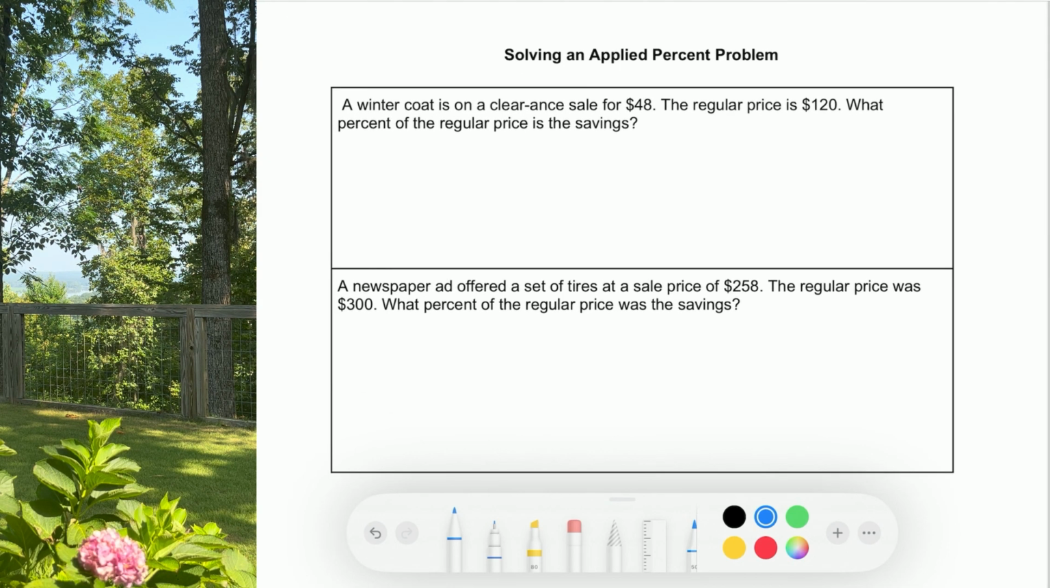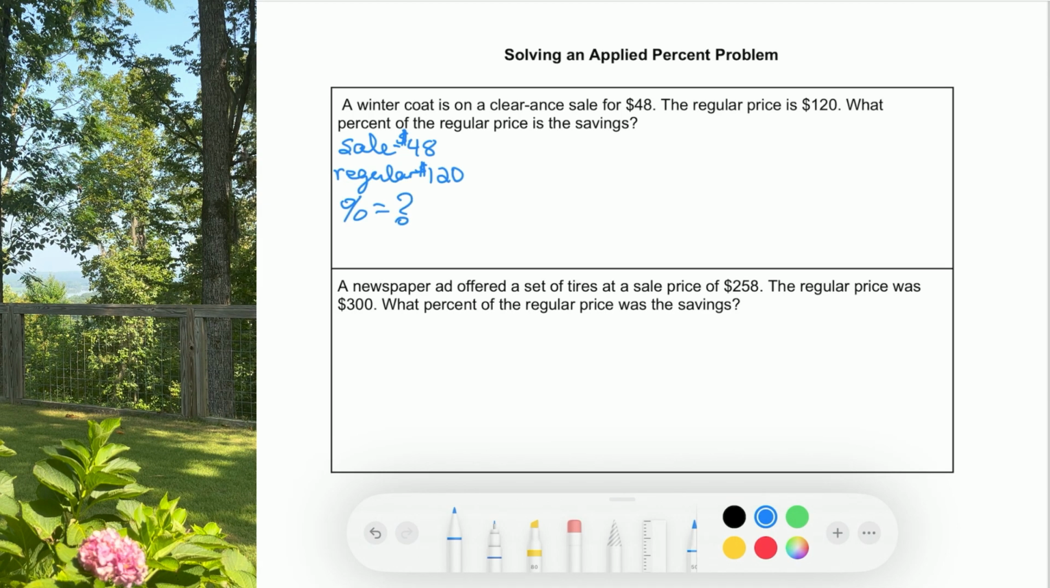Let's look at solving an applied percent problem. So let's look at a word problem where we're actually going to be using these types of formulas. A winter coat is on a clearance sale for $48. The regular price is $120. What percent of the regular price is the savings? All right, so the sale price is $48. That's what you're going to pay now. The original, the regular price, was $120. So pretty good sale, right? What percent of the regular price is the savings?